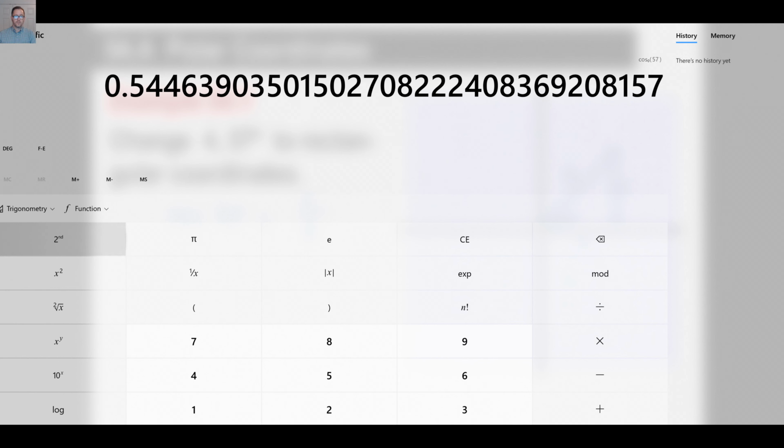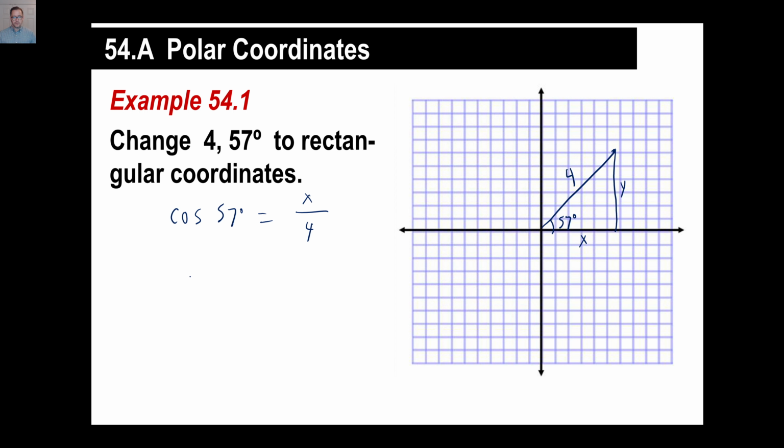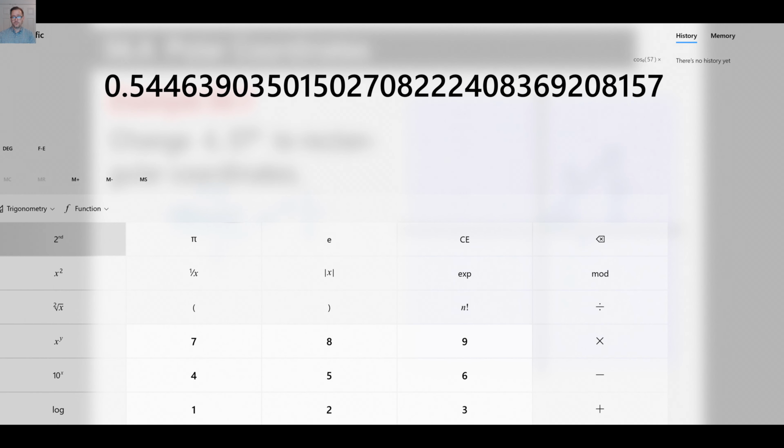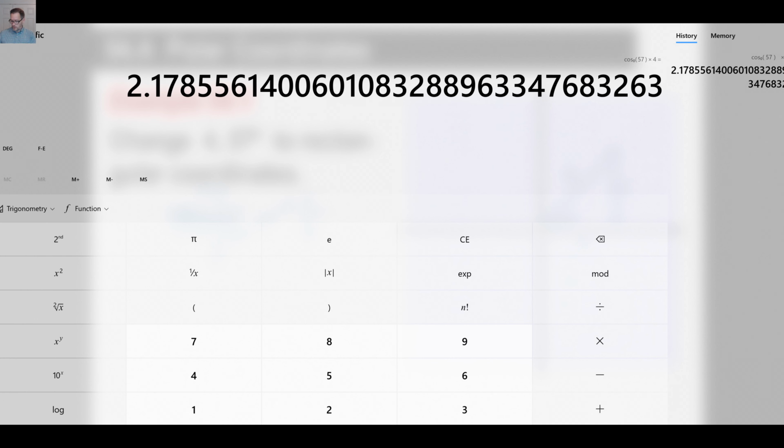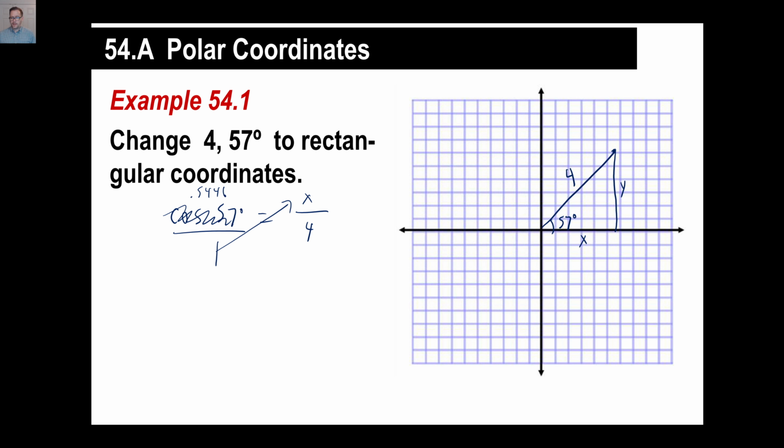And there we go. 0.5446, we'll call it 0.545, I guess. And you remember, you can put this over 1, cross multiply: x times 1 equals 4 times this. So actually on your calculator, you can just go times 4. All right, technical difficulties here. There we go. We'll call it 2.18. So we have now just figured out that x is 2.18.